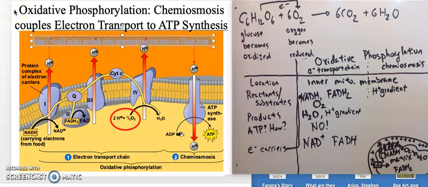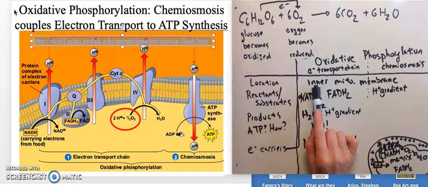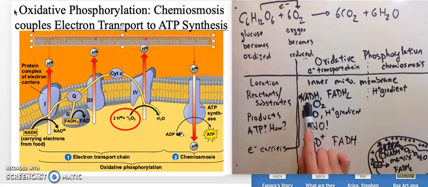Let's make sure we have everything filled in our chart. So both steps of oxidative phosphorylation happen across the inner mitochondrial membrane. The reactants for the electron transport chain are our reduced electron carriers, NADH and FADH2, and we also have to have oxygen present. What happens during the electron transport chain is electrons get transferred from our electron carriers through the proteins of the electron transport chain down to oxygen, forming water.